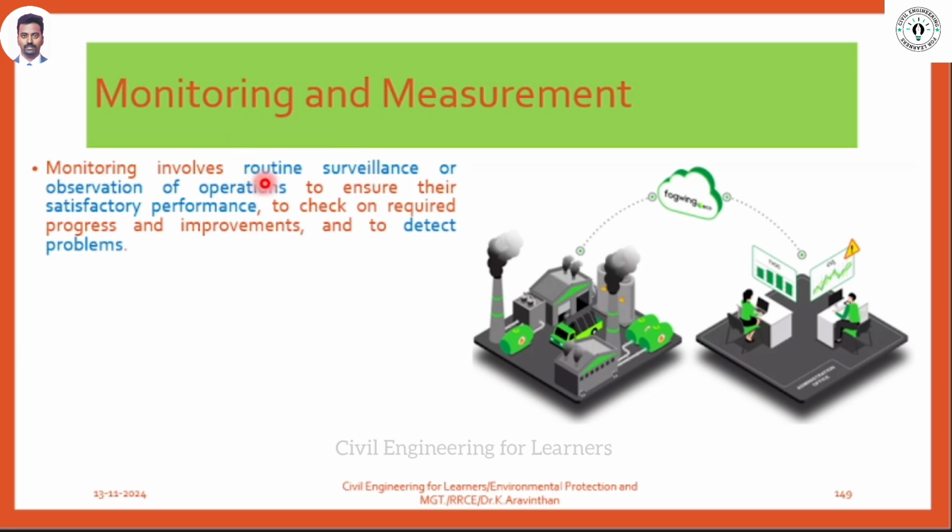Monitoring involves routine surveillance or observation of operation. Whatever has happened, you have to monitor. That is called observation. If satisfactory performance is there, then it is okay. You have to document that. If anything goes wrong, it has to be detected and the problem has to be addressed. Can you see this? There is a manufacturing plant. There is a control office here. If smoke, whatever is let out, it has to be monitored and measured. By using sensors, that information will be documented here.